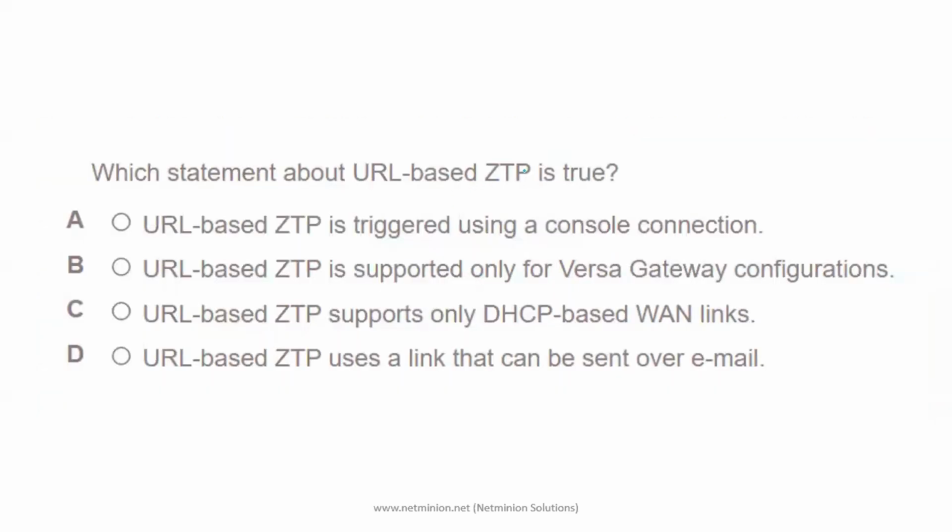Then, which statement about URL based GTP? Give me the answer. URL is true. The last one is true. It can be sent over the email, because we can send a link. I will go for the last.